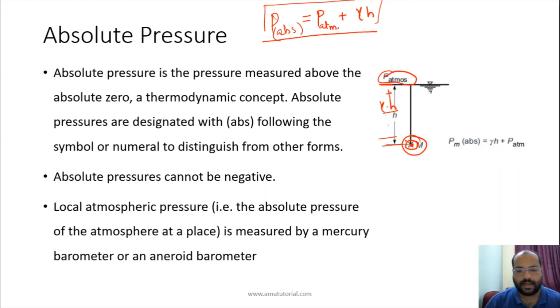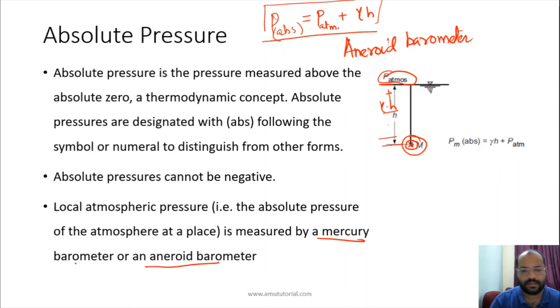How to measure this? Absolute pressure is measured by an aneroid barometer or a mercury barometer. So this is the absolute pressure.